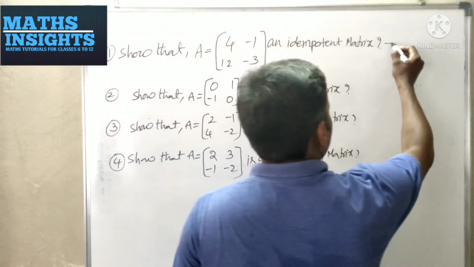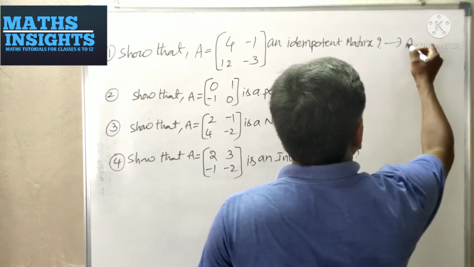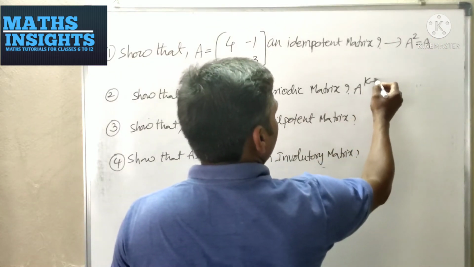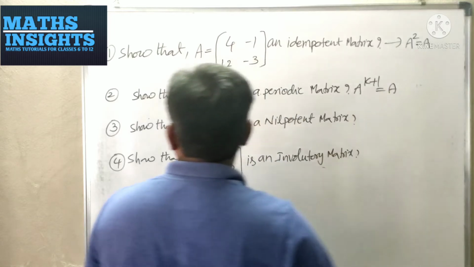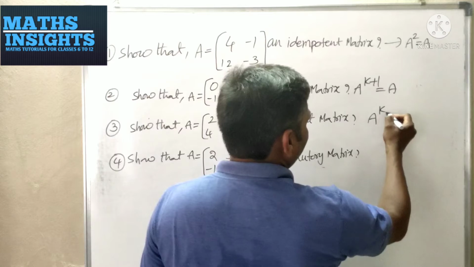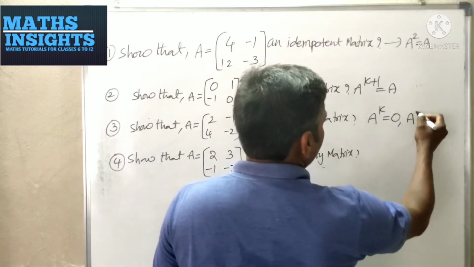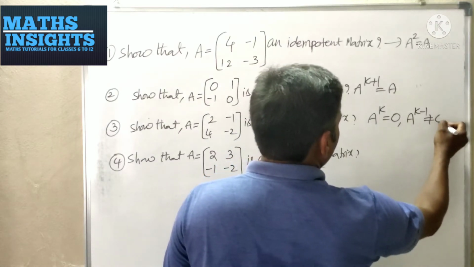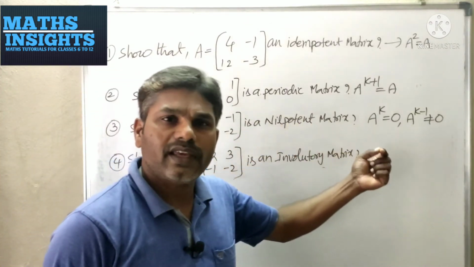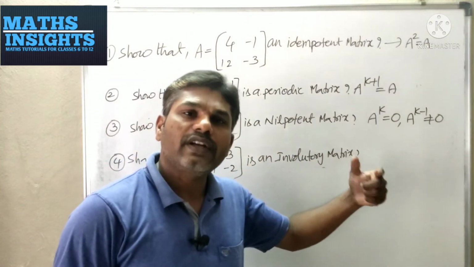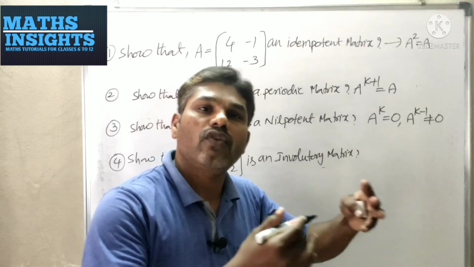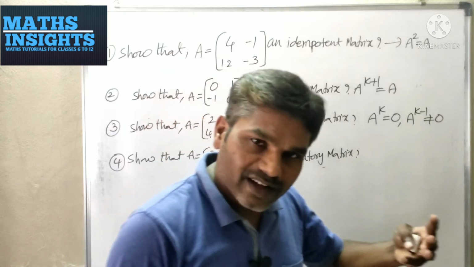In this case, the first one is idempotent, meaning A square is equal to A. The second one is A power k plus 1 is equal to A. The third one is nilpotent, meaning A power k is equal to O, and A power k minus 1 should not be equal to O. So in this case also you have to multiply A with A, you will get A square. If you get O, that's it. If you don't get O, you have to go further by multiplying with A again, my dear students.